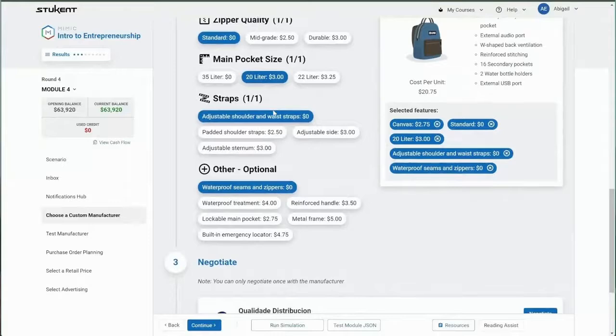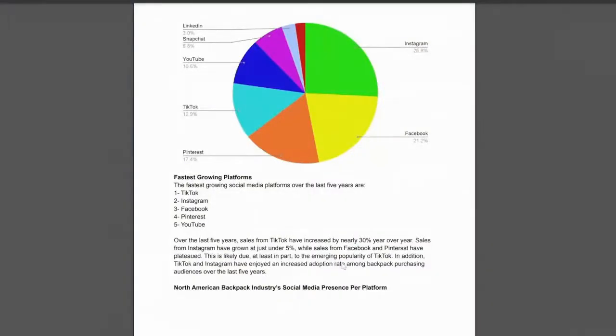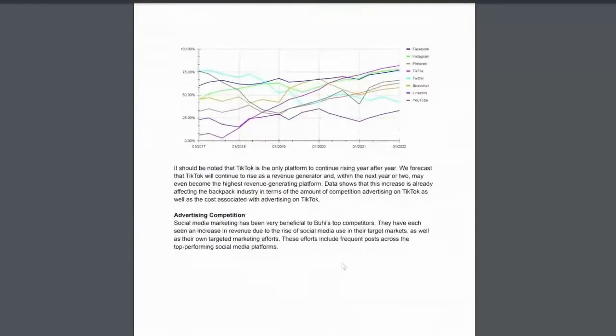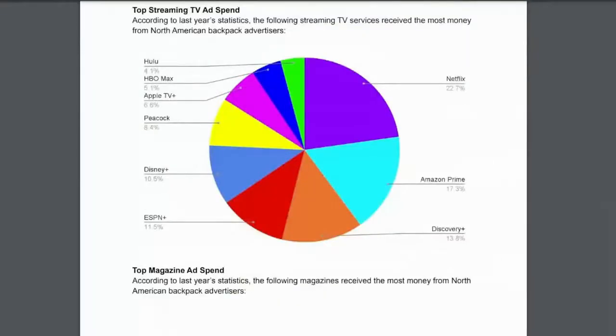Now that students have their products, they need to market and advertise them. To help students decide how to market their new backpacks, they will receive a backpack advertising trends report in their inbox. This guide includes information on ad spend by channel, top social media platforms, average posts per day by competitors, and more. At this point, students will also create a functional, attractive website that fits their budget and converts visitors into customers. This is where the entrepreneurship simulation kicks into high gear.